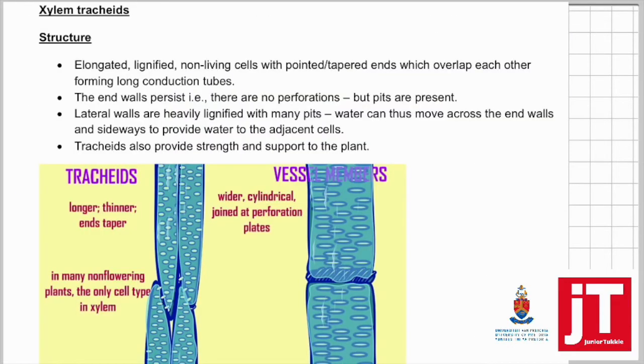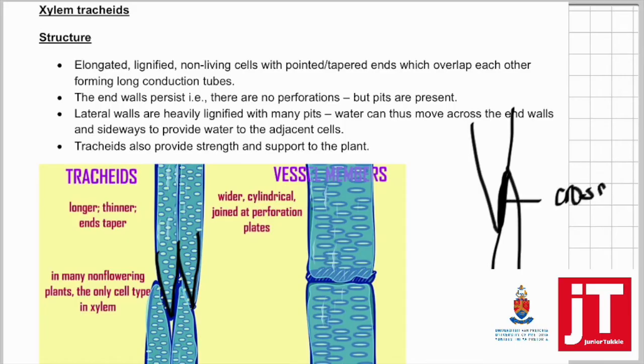Now, tracheids, if you look at this picture here, tracheids taper towards the end. And when a tracheid tapers towards the end, if you can see here, the tracheid has a cross wall. Now, vessels don't have that cross wall. And in that cross wall, there are pits, holes that allow water to travel from one tracheid to another. So that's the major difference between a tracheid and a vessel. Now, so that is xylem.